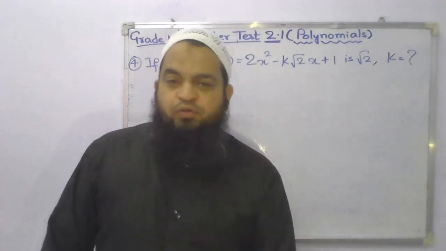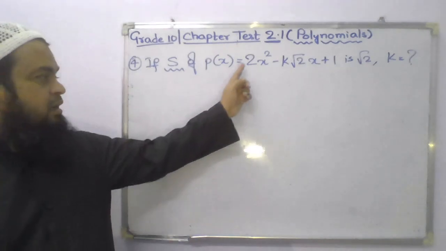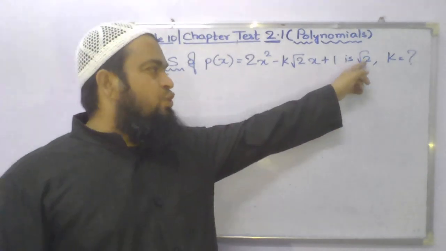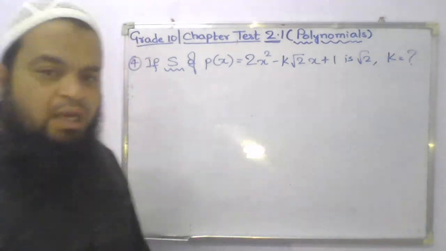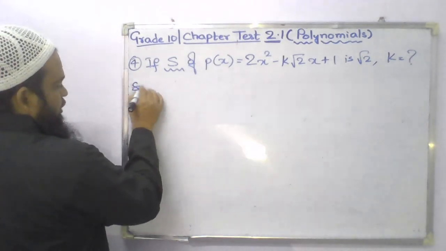Students, let us see the fourth question. If the sum of zeros of the polynomial 2x squared minus k root 2 x plus 1 is root 2, what is the value of k? So what is given? Sum of zeros is given. So, solution.